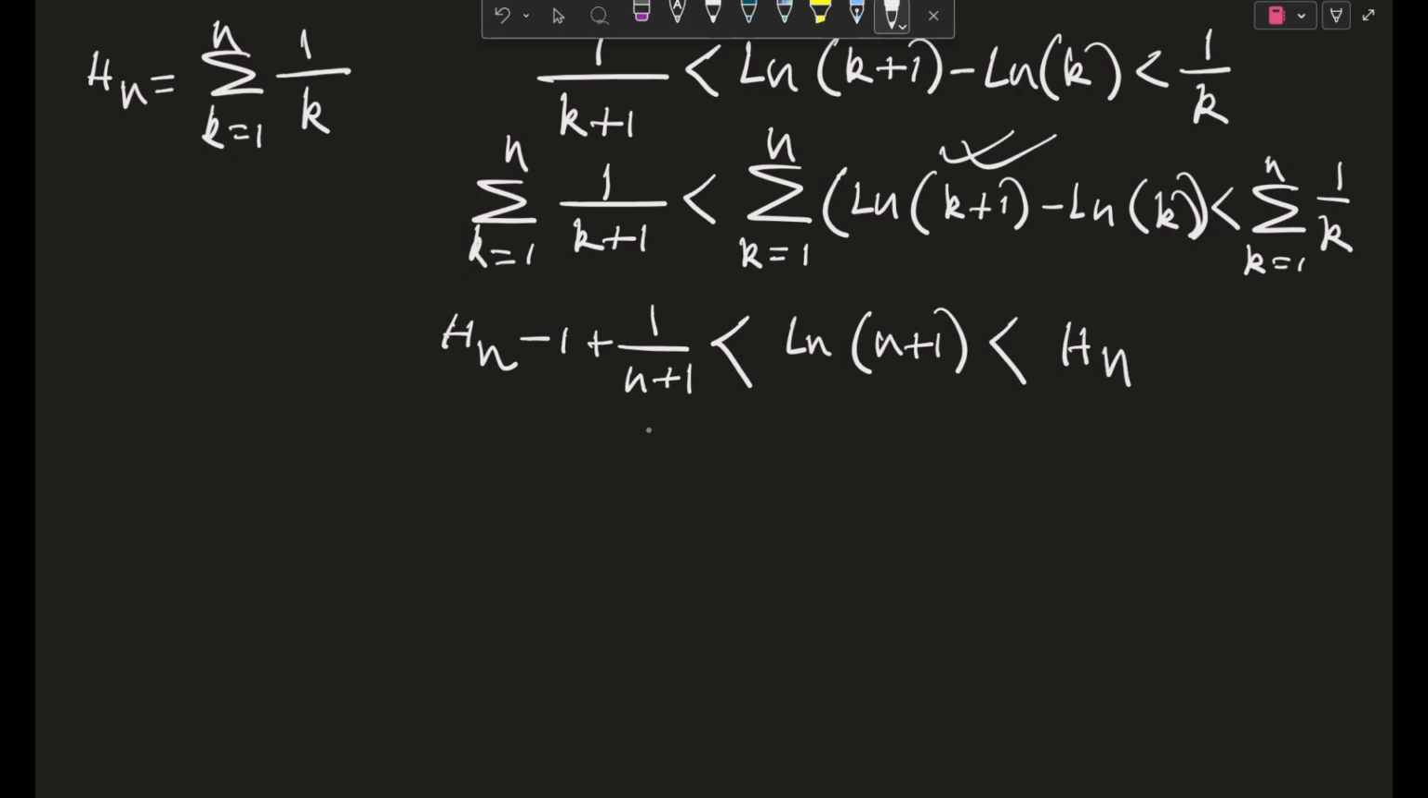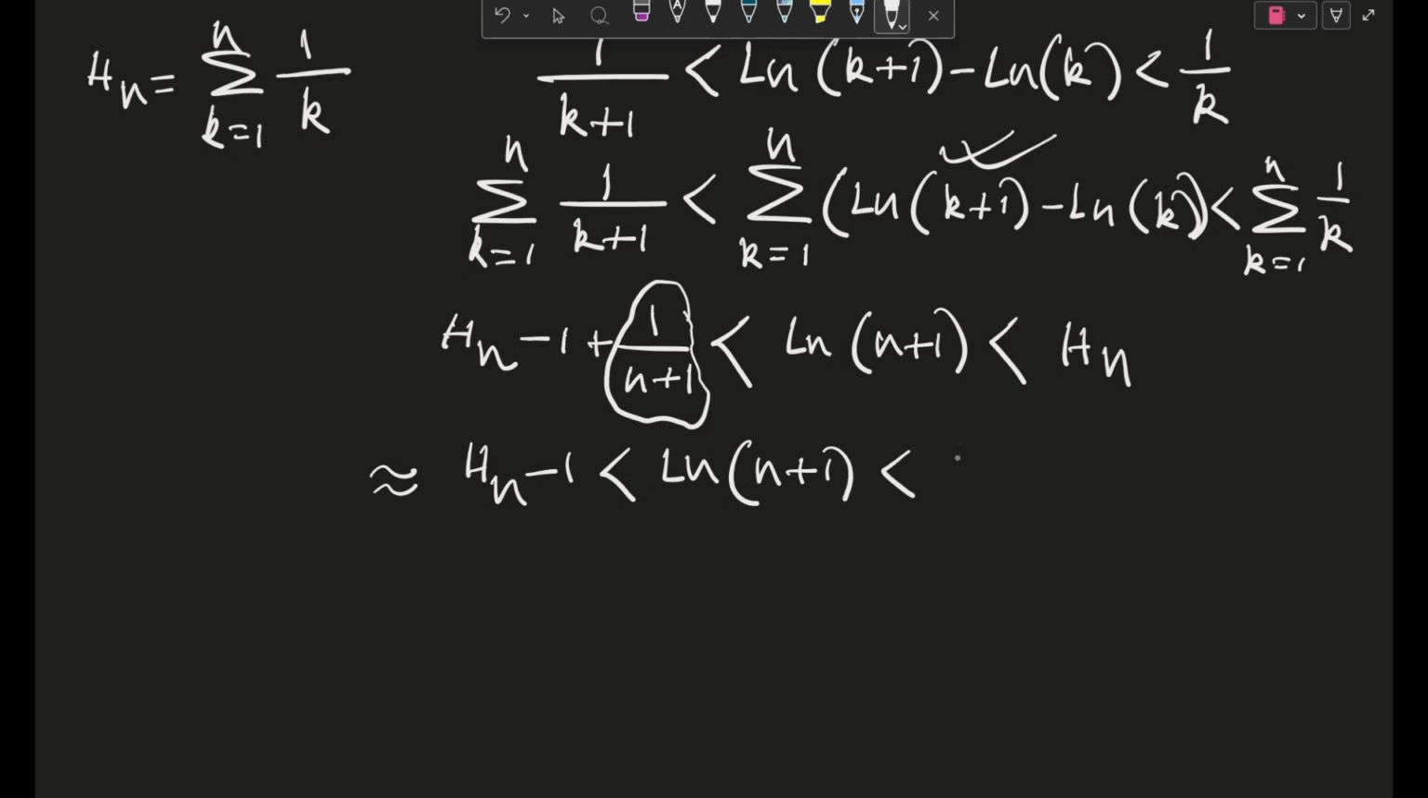Now guys, I am going to do a very small approximation. As we keep increasing n, this particular value would become negligible because it's 1 by n plus 1. Because it's an inequality, right? If it was an exact value, then maybe we could have thought about approximating a little bit. But because it's an inequality, I don't think it's a problem, because this value will automatically become negligible and will not affect the inequality too much. So I will approximate this to Hn minus 1 less than ln of n plus 1 less than Hn.